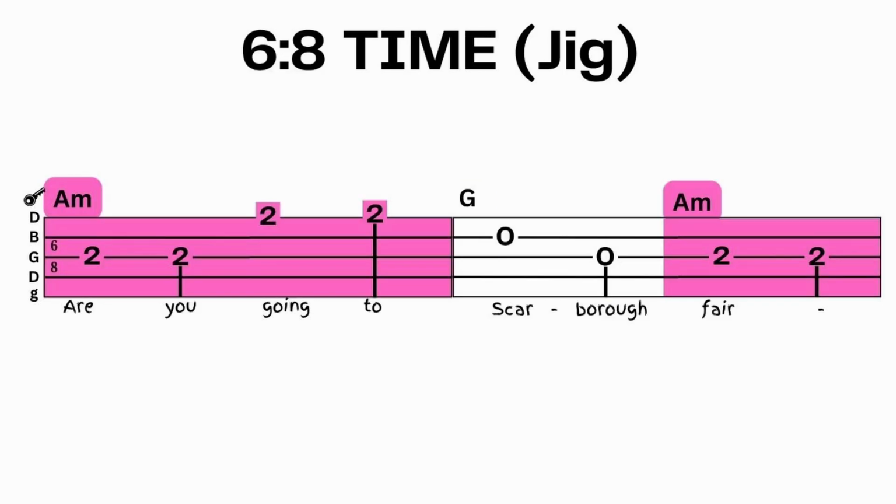Another time signature is called 6/8 time. It is commonly used in jigs, in sea shanties and in ballads. You'll notice the measures are a lot bigger, and the rhythm for this goes bum ditty bum ditty bum, and it should sound like this. So let's play the example on the screen.